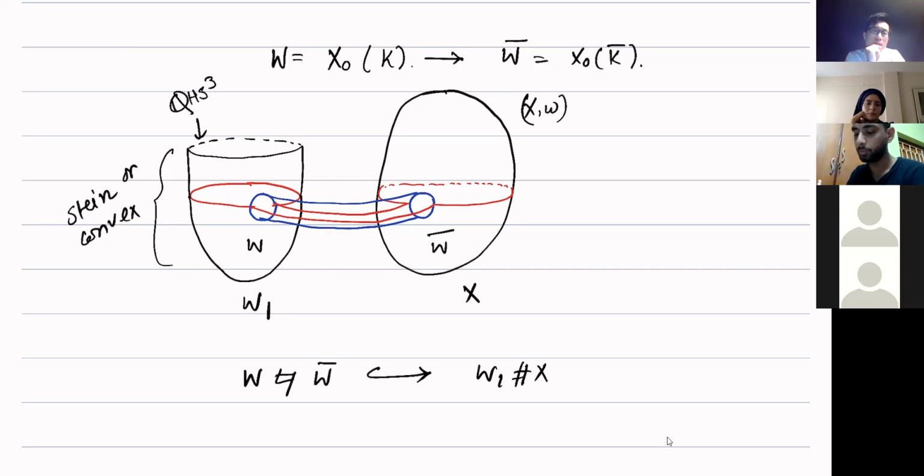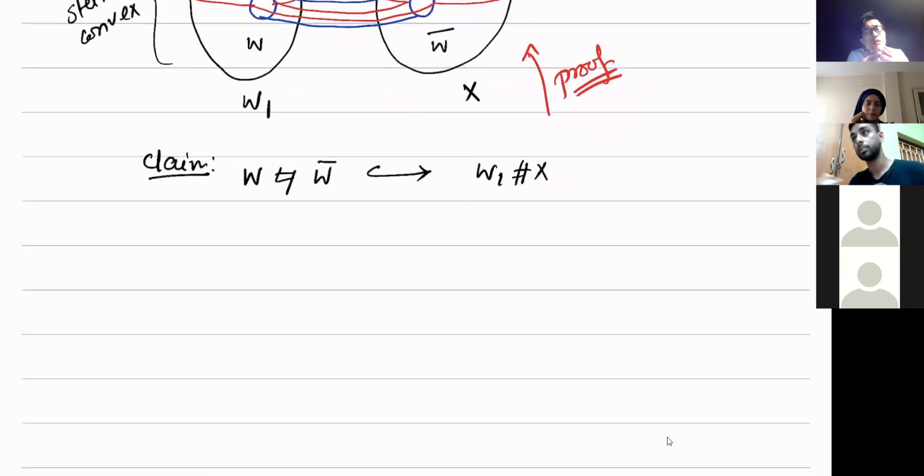So this is proof by picture. So this is the claim, and the proof is the picture. This is the proof. So anyone has any question with this claim or the proof? Okay. So I have W boundary sum W bar embedded in W1 connected sum X. Okay. So now let's draw W boundary sum W bar in a different way.